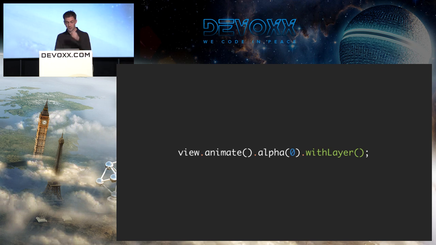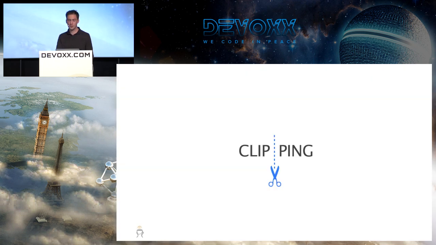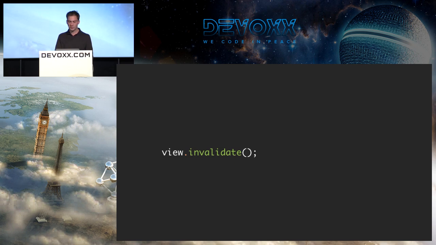Layers consume a lot of memory, so you have to make sure that at the end of the animation or at the end of your scroll, you get rid of the layer. The best way to do this is to use the new ViewPropertyAnimator introduced in 3.2, and there's a new method called withLayer that we introduced in 4.1. So withLayer will take care of everything for you. At the beginning of the animation, we'll create the layer. At the end of the animation, we're going to get rid of the layer, and you have nothing to worry about.